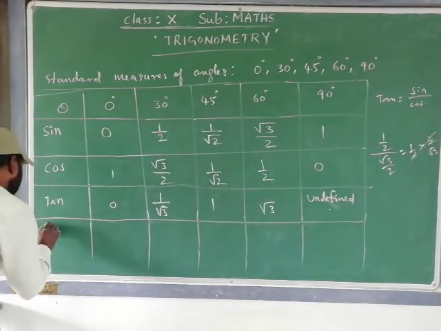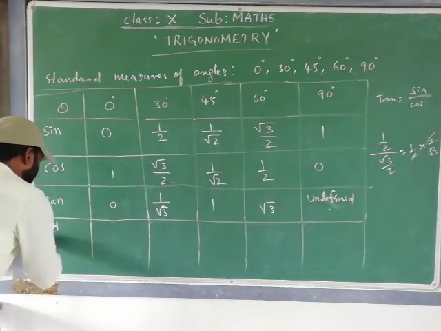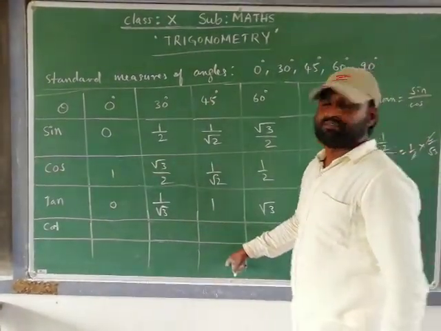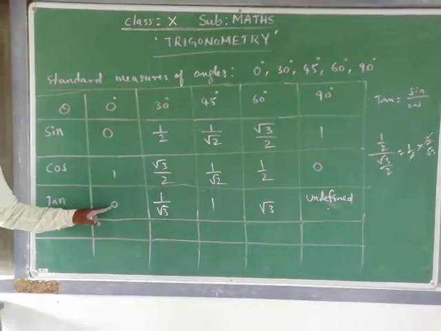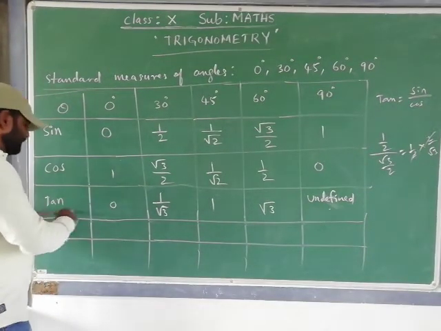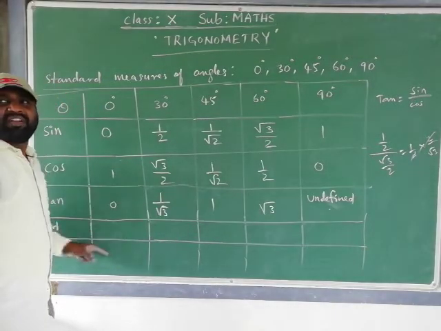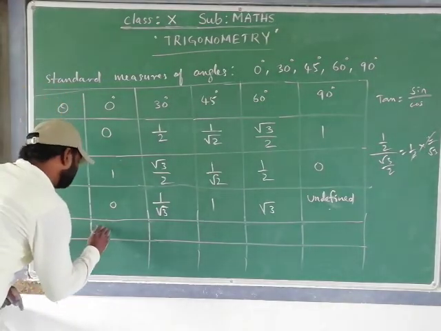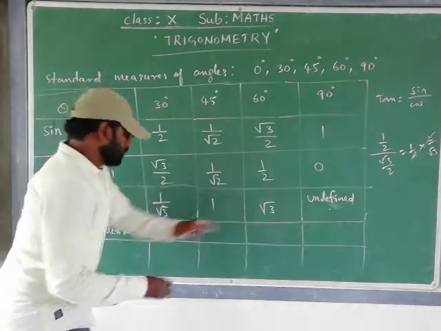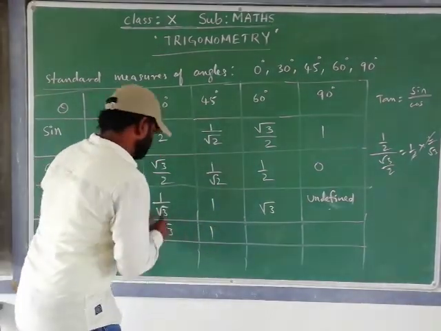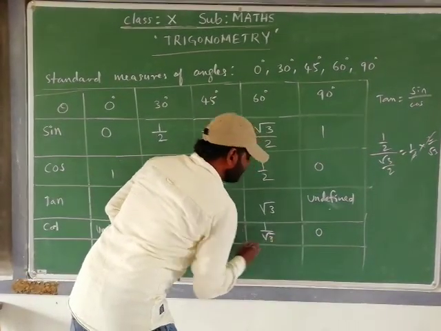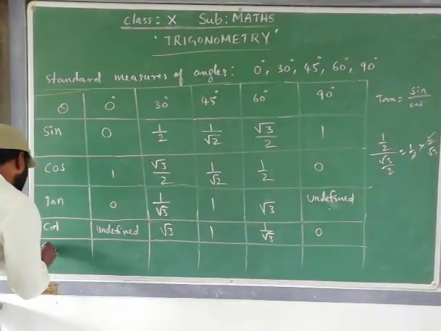So let us write cot first. Why did I start with cot? Because the reciprocal of tan we can write easily. Reciprocal means 1 by. 1 by 0 is what? Undefined. Instead of writing the reciprocal, you can write the tan values in reverse order. You will get undefined, then root 3, then 1, then 1 by root 3, then 0. That's all.